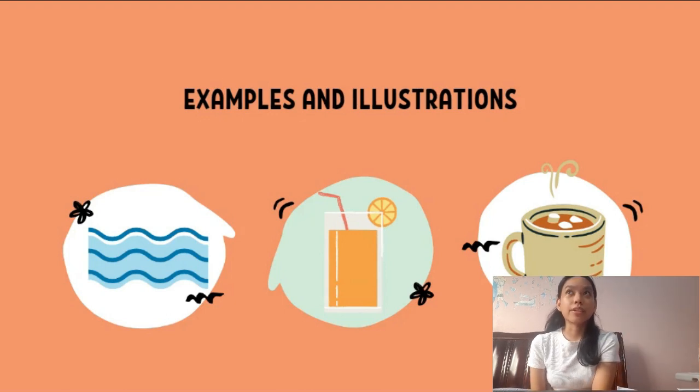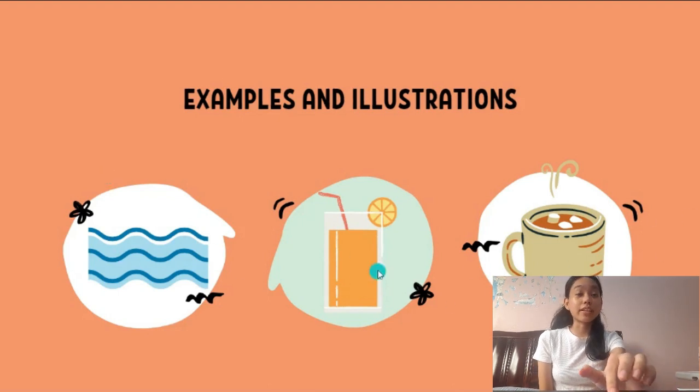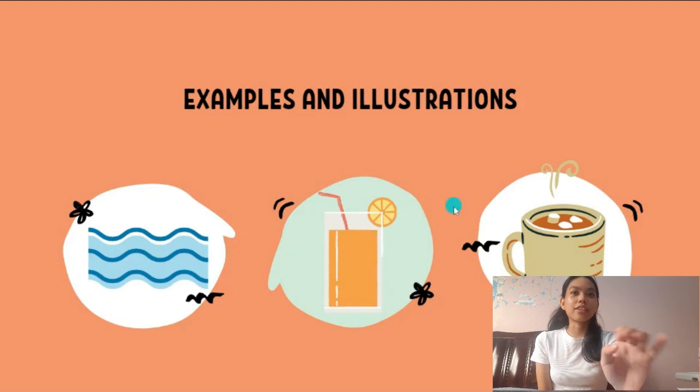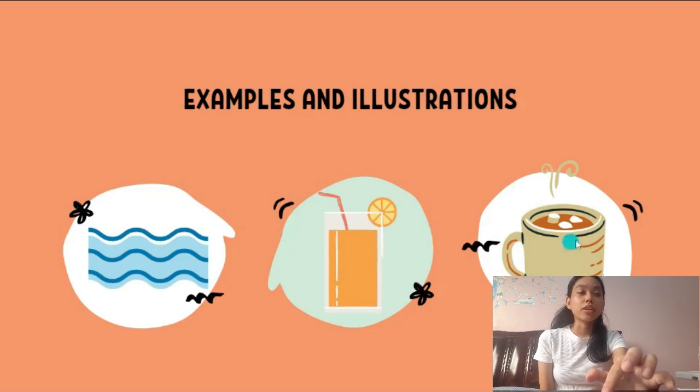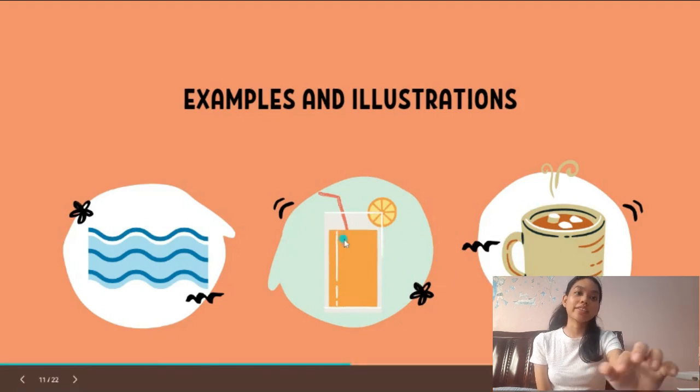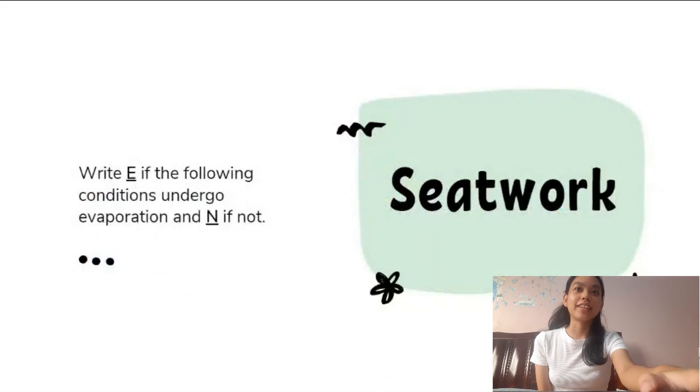Ayun nga, sabi ko, diba, yung solute at solvent. Bale, sa lahat ng illustrations na to, ang solvent nila is water. Kaya nga tinatawag natin ang water na universal solvent kasi marami siyang nadidissolve na solute. So, ang solute dito is yung salt, dito yung orange powdered mix, tapos dito naman yung chocolate powder. Sana na-gets nyo.